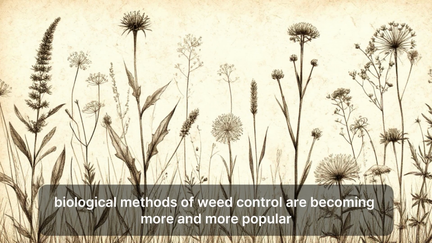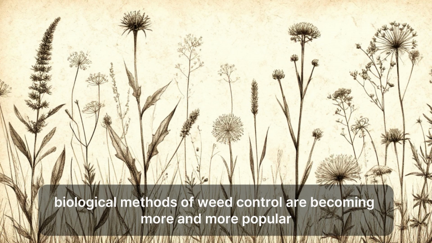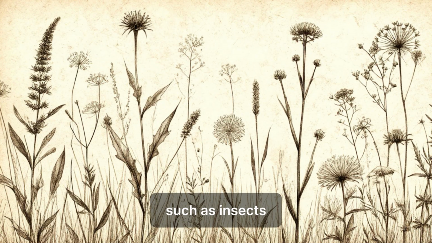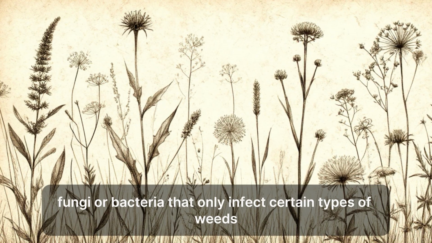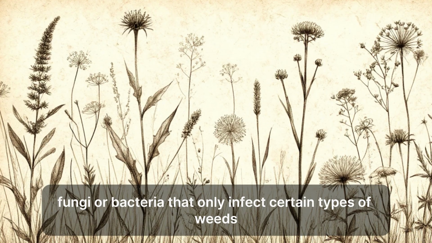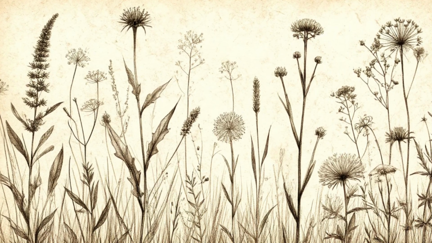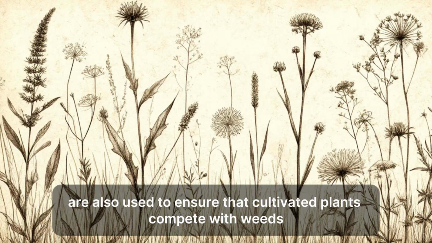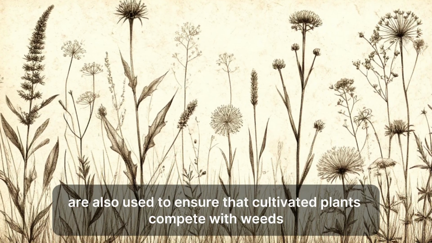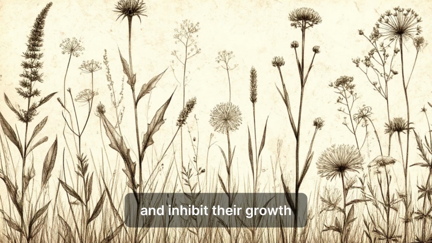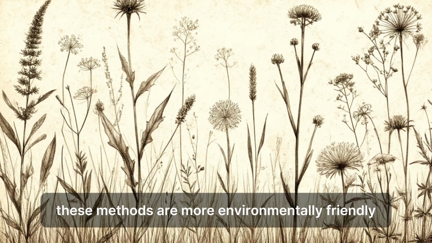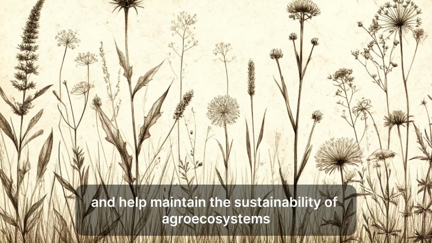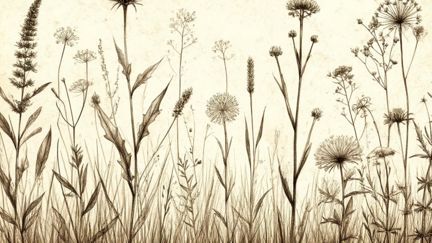Biological methods of weed control are becoming more and more popular. These include the use of natural enemies of weeds, such as insects, fungi, or bacteria that only infect certain types of weeds. Crop rotation and proper planting planning are also used to ensure that cultivated plants compete with weeds and inhibit their growth. These methods are more environmentally friendly and help maintain the sustainability of agroecosystems.